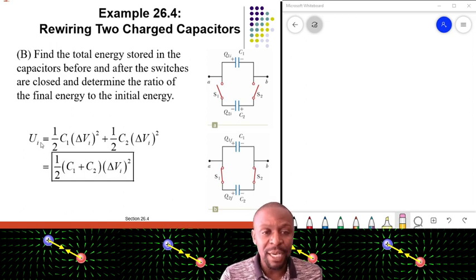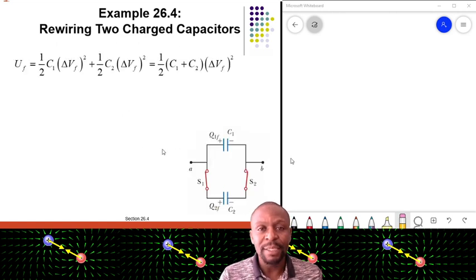Now the initial energy is just given by this, because we know that the initial is just going to be given by this. This is just the initial energy. Now the final energy is just given by this equation here.